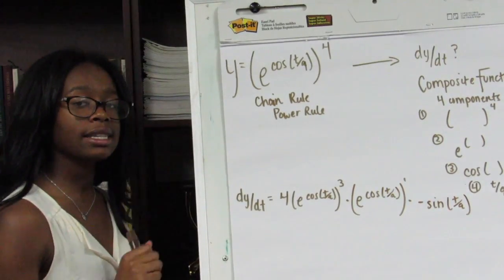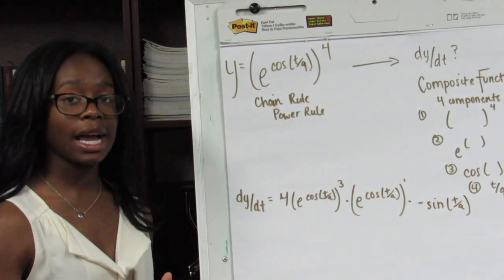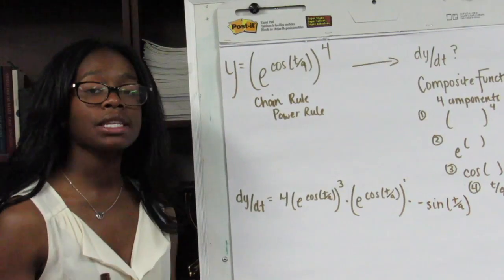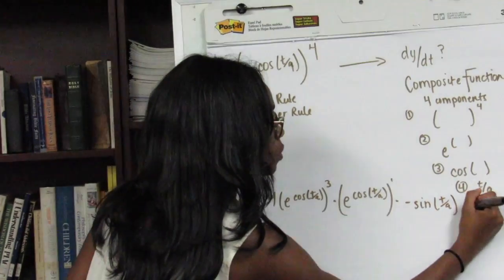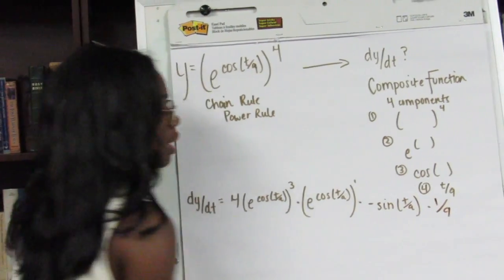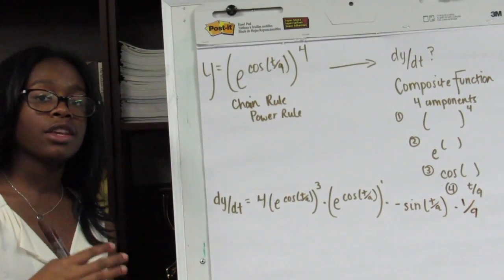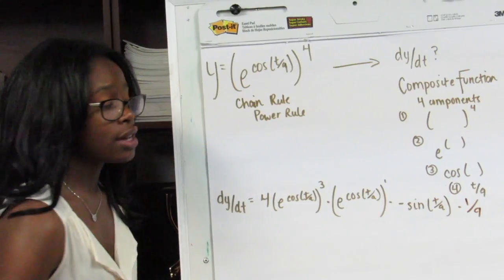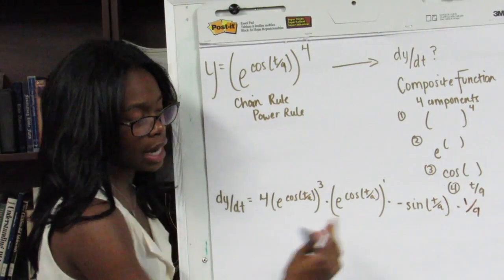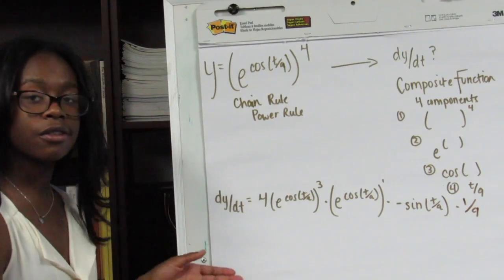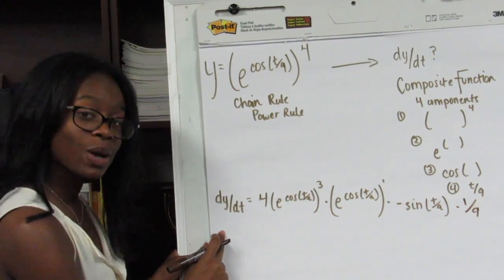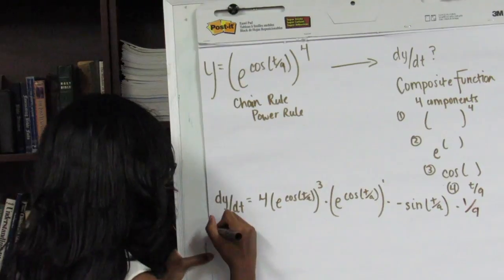T over 9 is the same thing as saying 1 over 9 times t. Due to the constant multiple rule, we can go ahead and factor out that 1/9 and take the derivative of t. The derivative of t is equal to 1, so 1 times 1/9 is 1/9. From this point on, we can just simplify the derivative further. Here, we still have dy over dt.